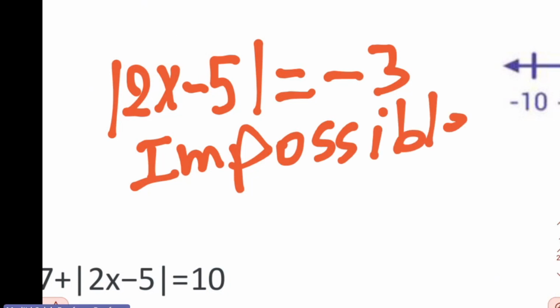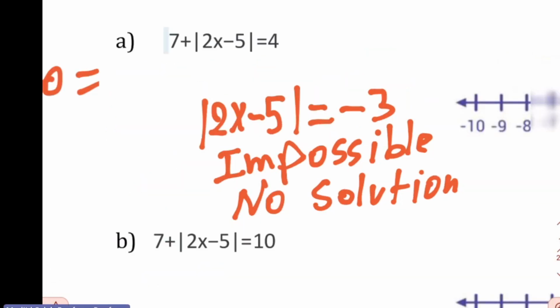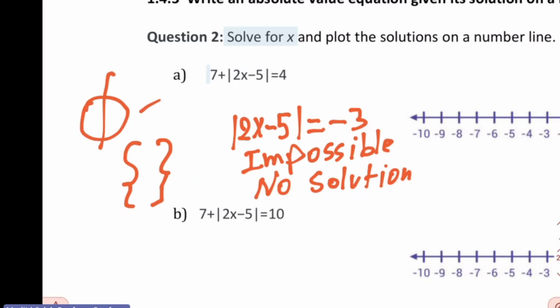Or you can choose to say no solution. No solution. Or if it is multiple choice and they give you the option, the set of solution is the empty set. Sometimes they do it this way. Sometimes they do it this way, just the set with nothing inside. All these options, they are equivalent.